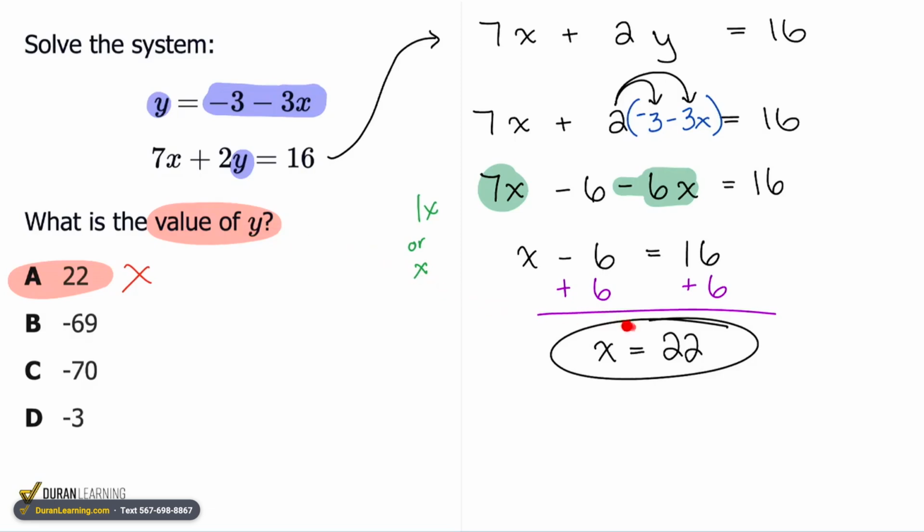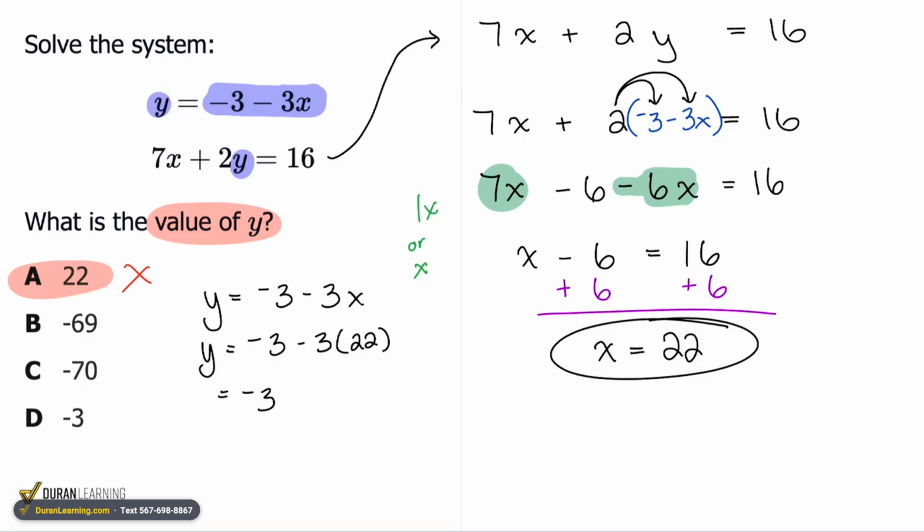Well, we got to plug it in. We got to plug the x equals 22 into either one of these, everyone. Either one of these works. Either one. And because the y is already by itself up here, I'm going to use this top one. Because all we have to do is plug in that 22 right there, and we'll do -3 minus 3 times 22. Figure out what that is, and we have our y. That's exactly what I'll do. Here we go. Y equals -3 minus 3x. I'm going to replace the x with 22. So y equals -3 minus 3 times 22.